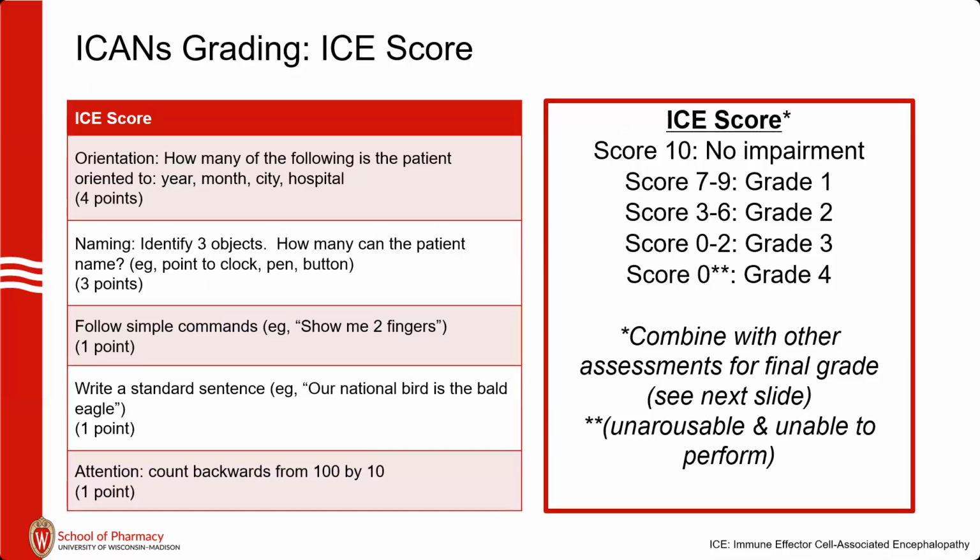So the grading score for this is really this two-step type system. So the first step is this ICE score, immune effector cell associated encephalopathy. And the value of this is really being able to identify patients earlier on before they're having something like seizures or completely obtunded. And so you can see the components of this are orientation to year, month, city, hospital.